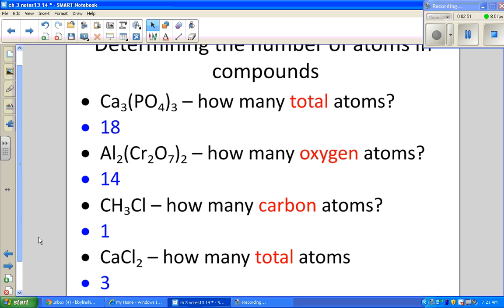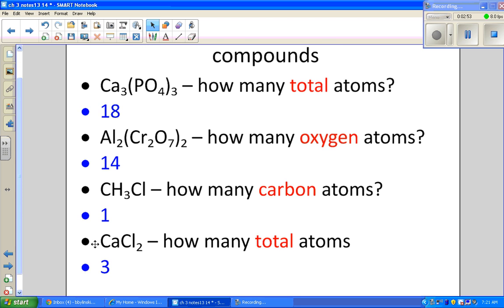Okay, and then last, I ask you for total atoms in this next formula. 1 calcium, 2 chlorines, 2 plus 1 is 3. And again, there is practice on this in open class.